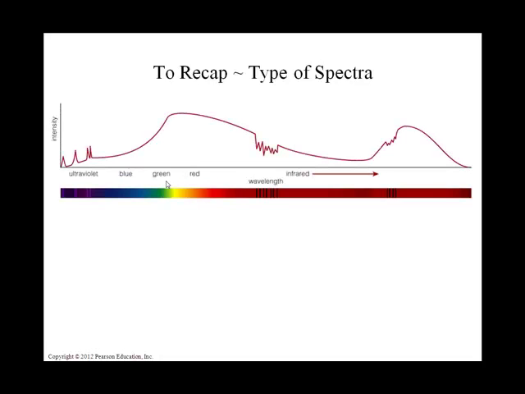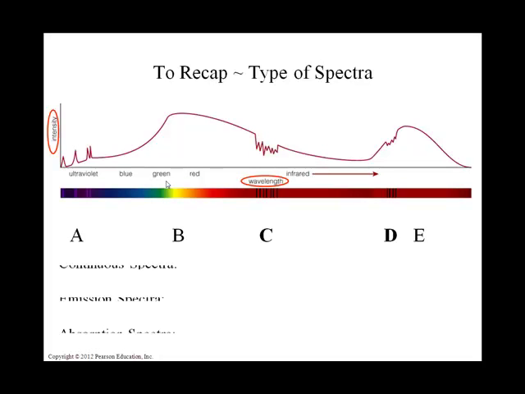So just to recap again, this was the spectrum we looked at a while back, with intensity along the y-axis and wavelength along the x-axis. If we identify regions A, B, C, D, and E, we can say that the continuous spectrum would be B and E. Segment A represents an emission spectra, and segments D and C are representing absorption spectra.